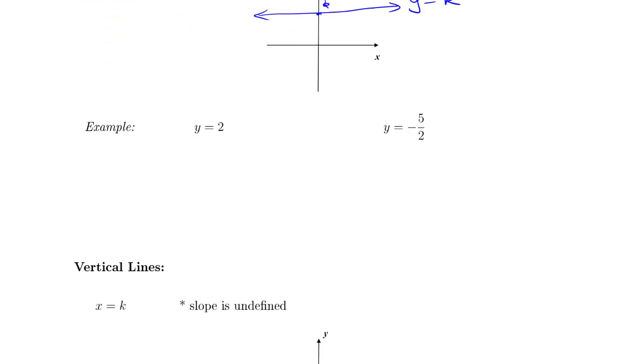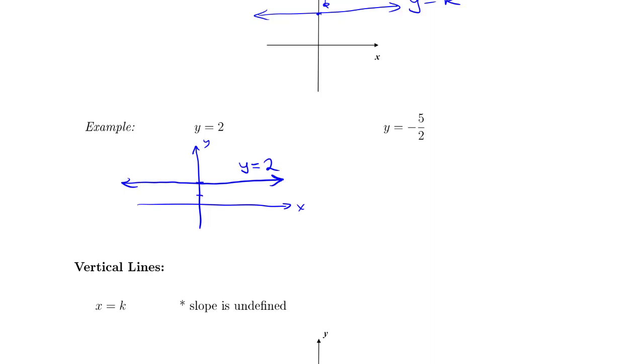For instance, if we talked y equals 2, we'd be looking at 1, 2, the line right there of y equals 2. So that would be the line y equals 2. X can be anything, but y is 2.